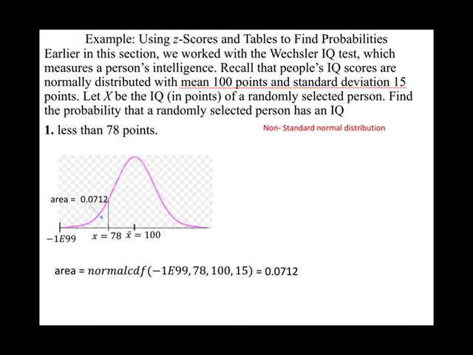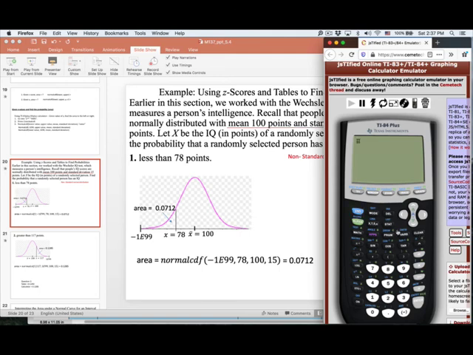Try it on your calculator. So second VARS, number 2. Negative 1, second, comma, 99, comma, 78, comma, 100, comma, 15, close, enter. So you're going to get 0.0712 here.